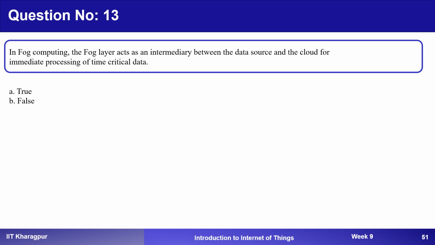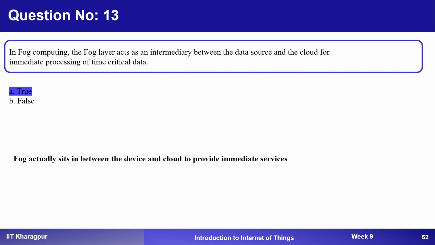Next question is, in fog computing, the fog layer acts as an intermediary between the data source and the cloud for intermediate processing of time critical data. True or false? Option A, true. Yes, this statement is true. Basically, the fog layer is the intermediate layer which brings down the services provided by the cloud near to the end user.